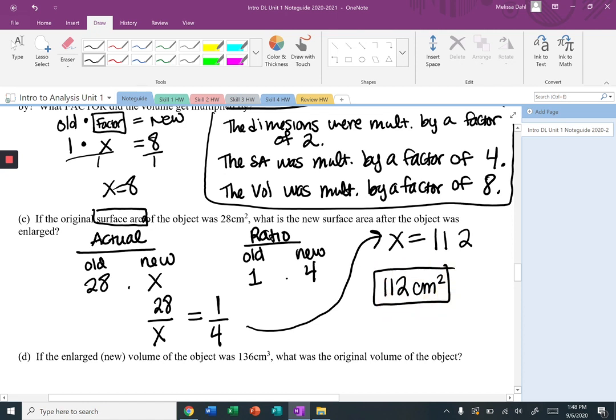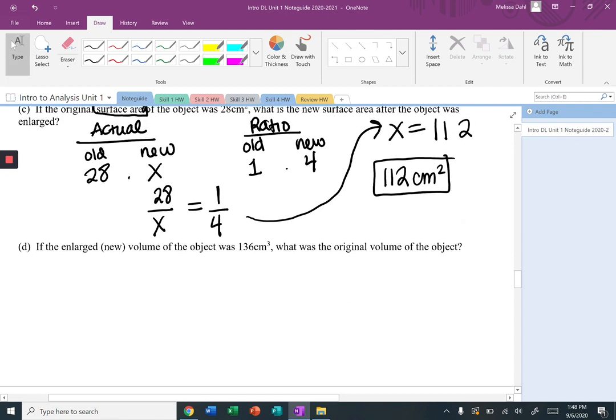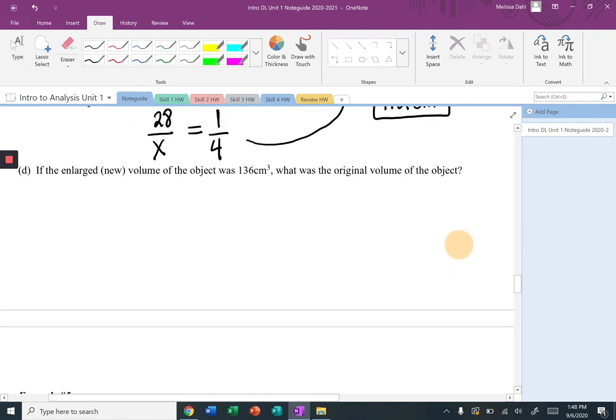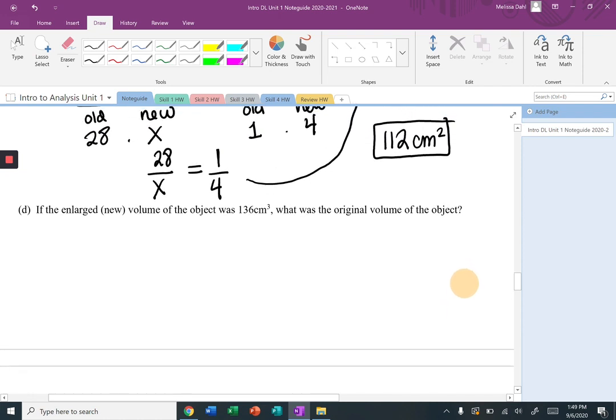And then we're going to look at part D. It just asks a slightly different question. If the enlarged or the new volume of the object was 136, what is the original volume of the object? So this time, notice the problem's about volume, and they're giving you actual numbers, not just ratios. And so we're talking about comparing old to new. And in this case, they want to know the old or the original, and they're telling me the new was 136. The only other piece of information I know is my ratio.